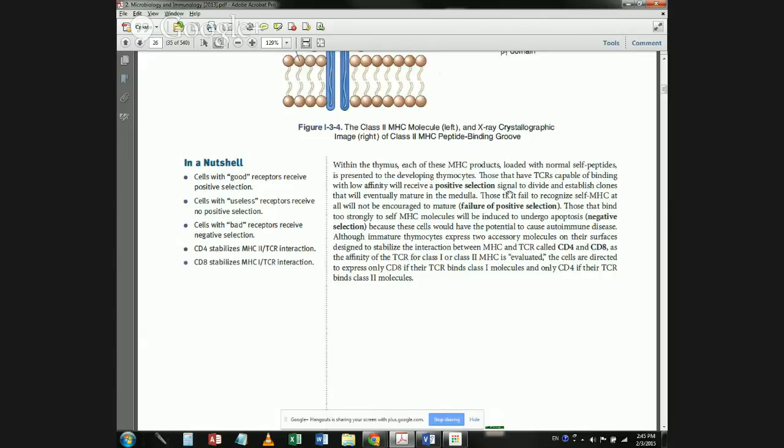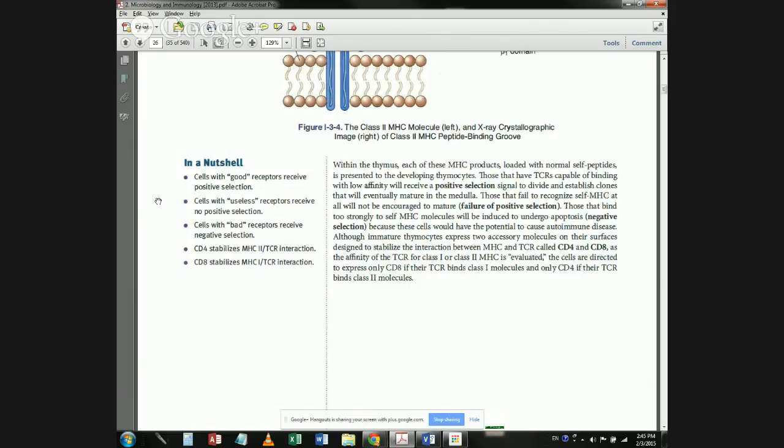So that's interesting. In a nutshell, cells with good receptors will receive a positive selection, and cells with useless receptors will receive no positive selection. Cells with bad receptors receive negative selection, and CD4 stabilizes MHC2 TCR interaction, and CD8 stabilizes MHC1 TCR interaction.